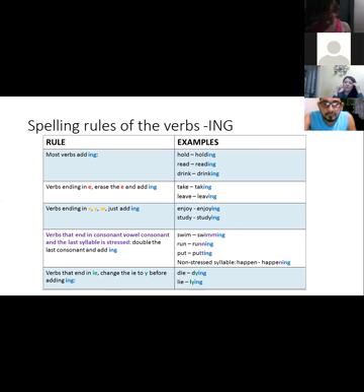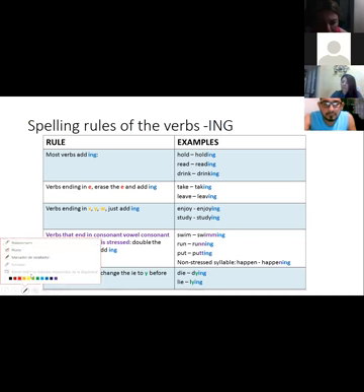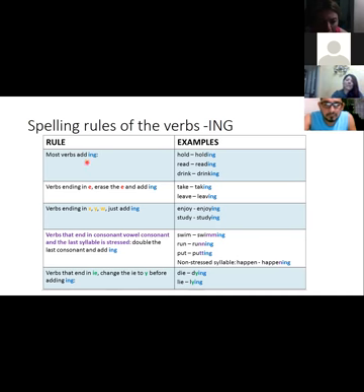Now, spelling rules of the verb, right? When we are writing the verbs with ing, there are some spelling rules that we need to be careful with, right? Now, we have rules. Every time that we are using grammar, we have rules. Most of the verbs, we only add ing. Look at the change. Hold, holding. Read, reading. Drink, drinking. Then we have verbs that end with e, erase the e and add ing. Take, taking. Live, living.